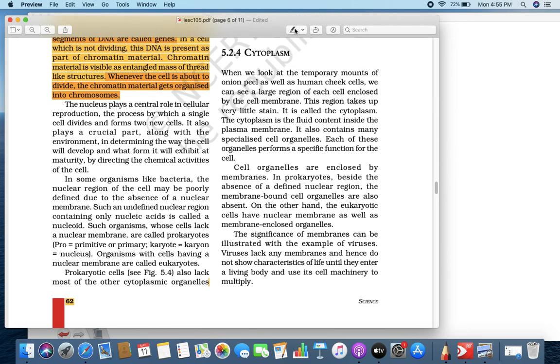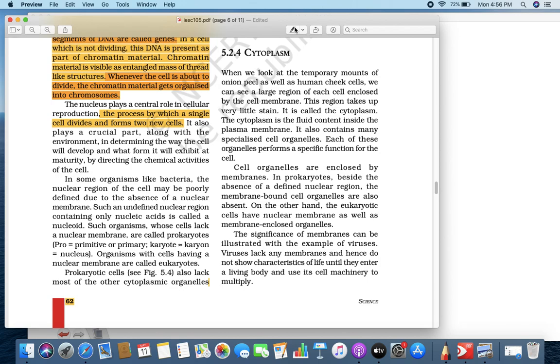So, who plays an important role? The nucleus plays an important role. In the process of a single cell dividing into two new cells, the nucleus helps. Along with the environment, in determining the way the cell develops and what form it will exhibit, that depends upon the chemical activities happening at the moment when a cell is dividing.